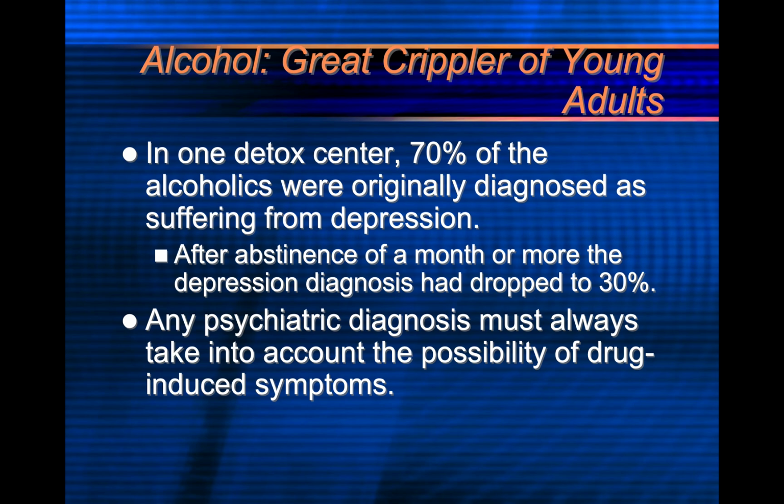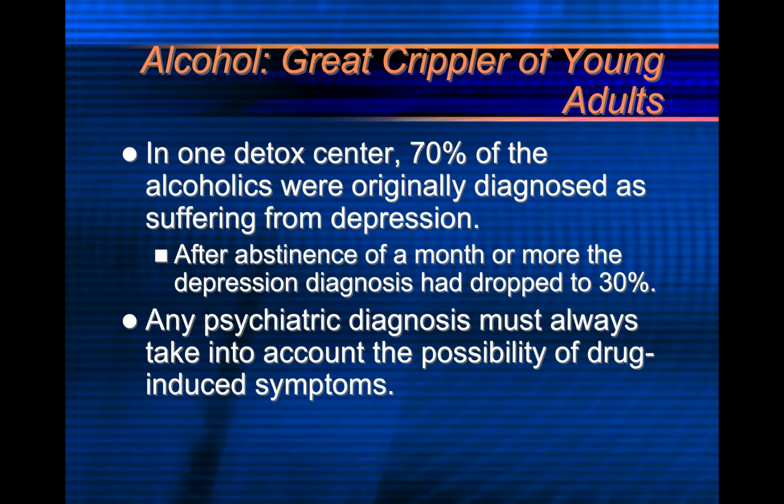So here's your problem. You got an alcoholic who has a mental illness. Which do you treat first? And the answer is you treat the alcoholism first. You need to get them off the juice before you can figure out whether they really have a psychiatric problem. Any psychiatric diagnosis must always take into account the possibility of drug-induced symptoms. Just like if you have anxiety, one of the things you need to look at is how much caffeine they are taking in. Is it the caffeine that's causing the anxiety?